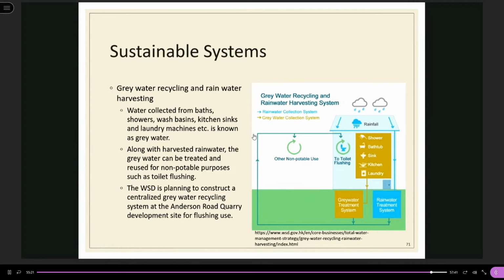So the WSD, the Water Services Department, is planning to construct a centralized grey water recycling system at the Anderson Road Quarry development site for flushing use.